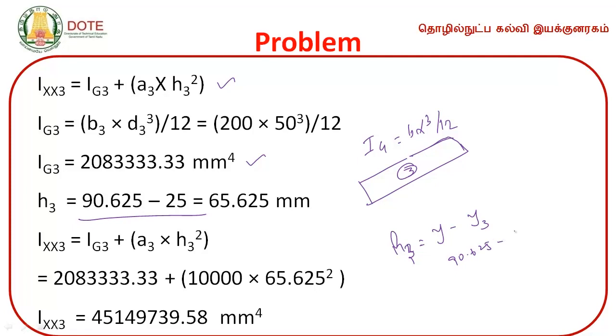90.625 minus 25. So we can calculate the value of H3. H3 value கண்டுபிடிச்சிட்டோம். இதிலிருந்து என்ன கண்டுபிடிச்சிடலாம் அப்படின்னா Ixx3 கண்டுபிடிச்சிடலாம். Ixx3 is equal to Ig3 plus A3 into H3 square. So இதில் substitute பண்ணோம் அப்படின்னா we will get the value of Ixx3.